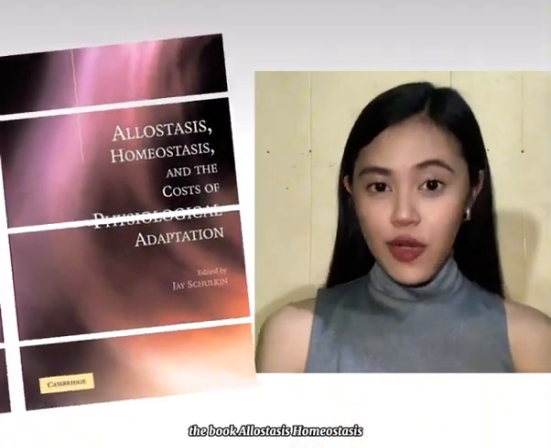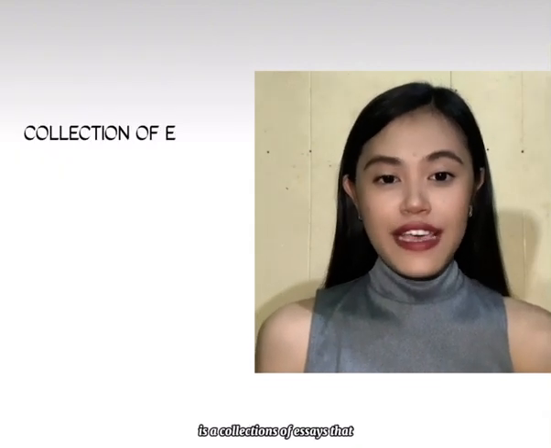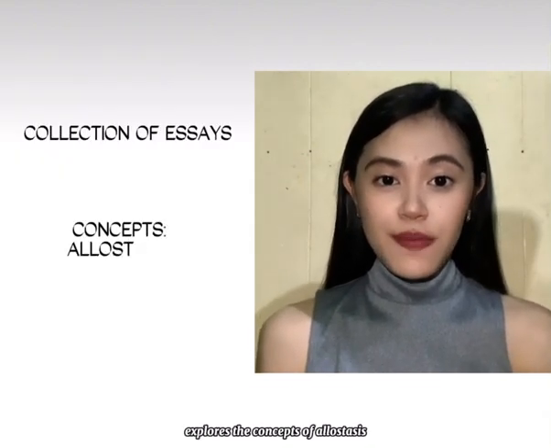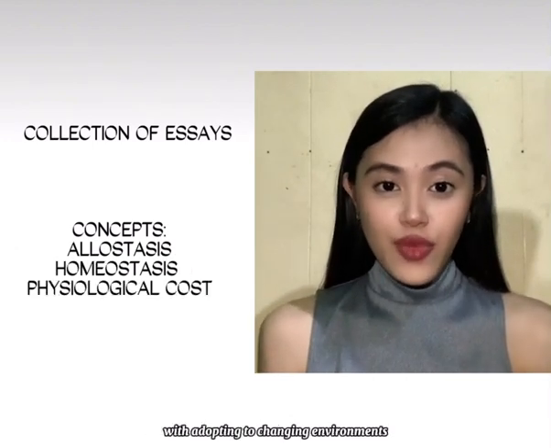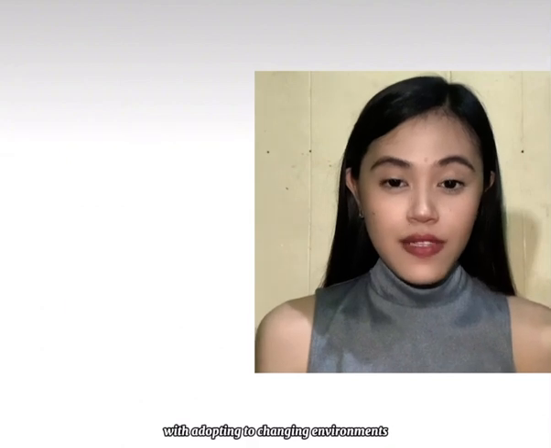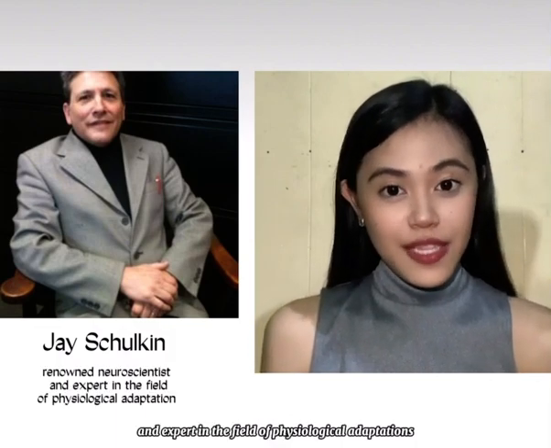The book Allostasis, Homeostasis, and the Cost of Physiological Adaptation is a collection of essays that explores the concepts of allostasis, homeostasis, and the physiological cost associated with adapting to changing environments. The book is edited by J. Skolkin. He is a renowned neuroscientist and expert in the field of physiological adaptations.